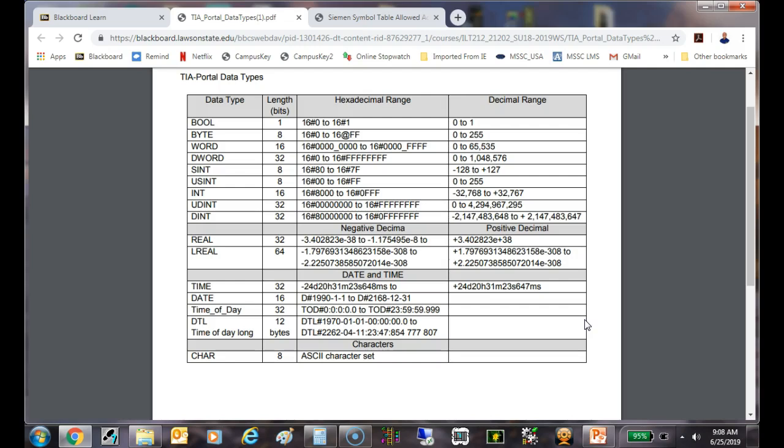Time is kept in 32 bits. Your date is kept in 16 bits. Time of day, I don't know exactly what the difference between time and time of day is, but it's 32 bits. Time of day long, I don't know what that is. That's 12 bytes. Undoubtedly, it takes us out to the millisecond, right? So this would be days, this would be hours, the hours day, the hours second.